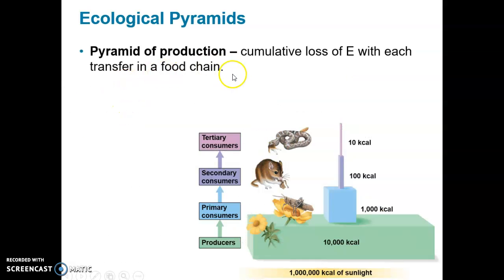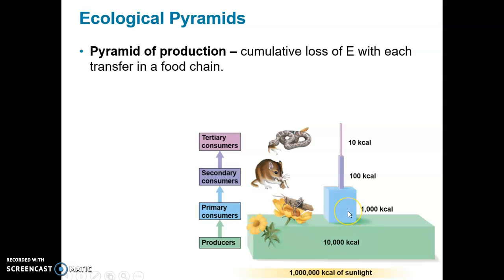So, pyramid of production, the cumulative loss of energy with each transfer in the food chain. This block down here represents all the biomass generated by producers via photosynthesis, conversion of solar energy into the chemical energy of biological molecules, the biomass. The primary consumers consume what they eat. They don't eat everything. They don't eat all of the producers. They only eat a certain amount. And only a certain amount is converted into the biomass of the primary consumers.